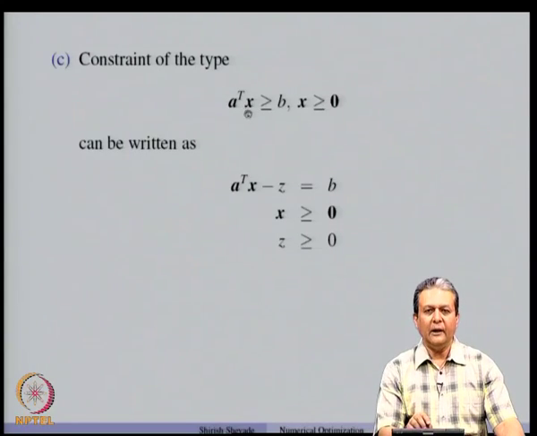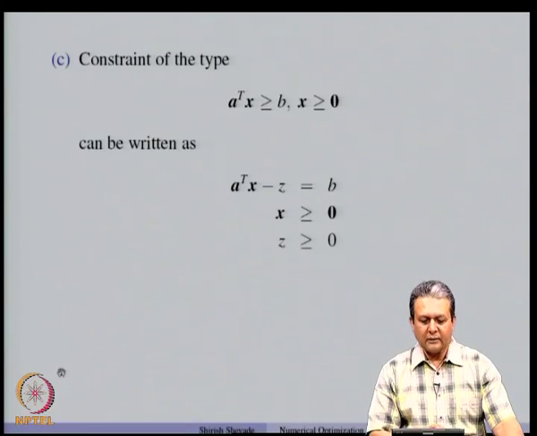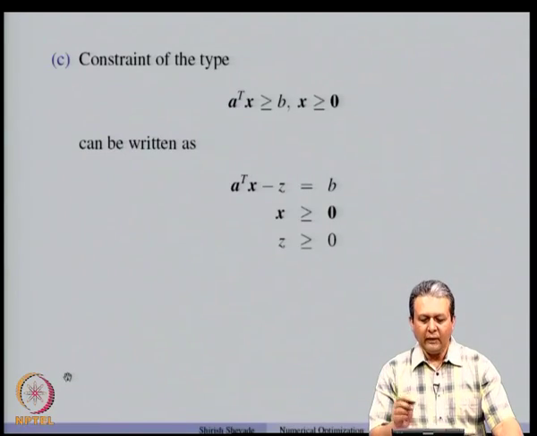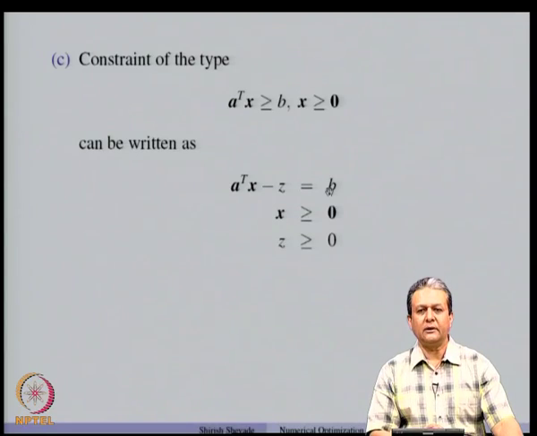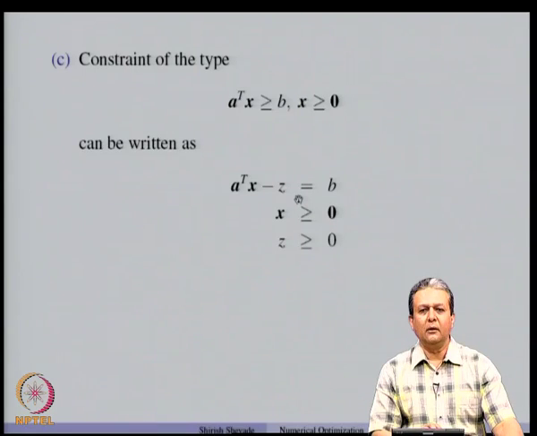So, any inequality of the type A transpose X greater than or equal to B can be written as a linear equality constraint by introduction of a surplus variable, and of course, that surplus variable is non-negative. Thus any constraint of the type A transpose X less than or equal to B or A transpose X greater than or equal to B can be written as an equality constraint by having some slack or surplus variables depending upon the case.